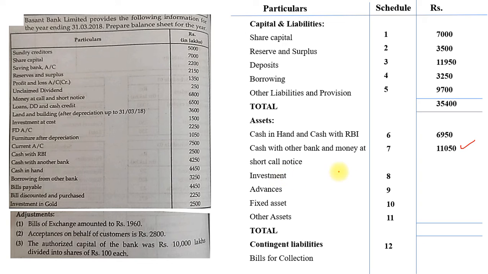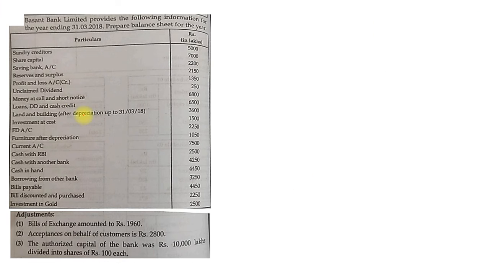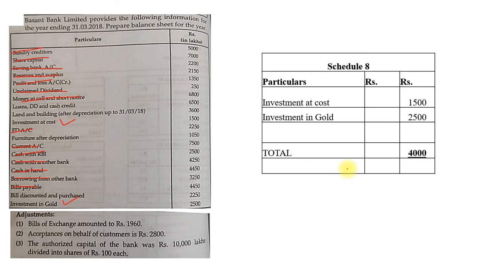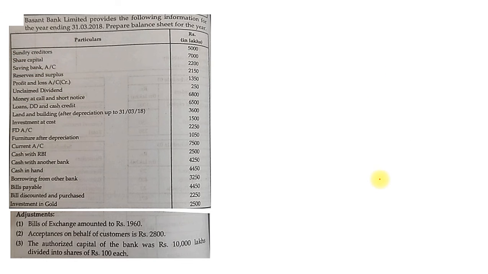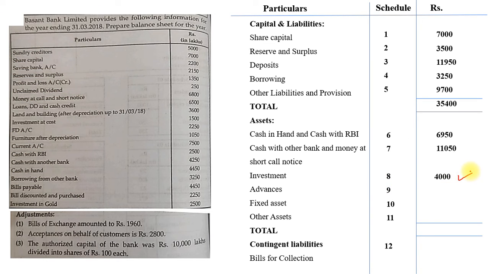Next is investment. Okay, so let us check now what all investment the bank has done. So see, we'll just cross out: creditors done, share capital is done, saving is done, reserve is done, PNL, unclaimed, money at call. Investment at loan doesn't come here, land doesn't come here. Investment at cost is given, FD is done, current is done, all the cashes are done, borrowing is done, bills payable is done, bill discount cannot come here. Investment in gold, I can see two: investment at cost, investment in gold. Both will note it down: 1,500, 2,500, total 4,000. Schedule number 8. So under schedule number 8, 4,000.